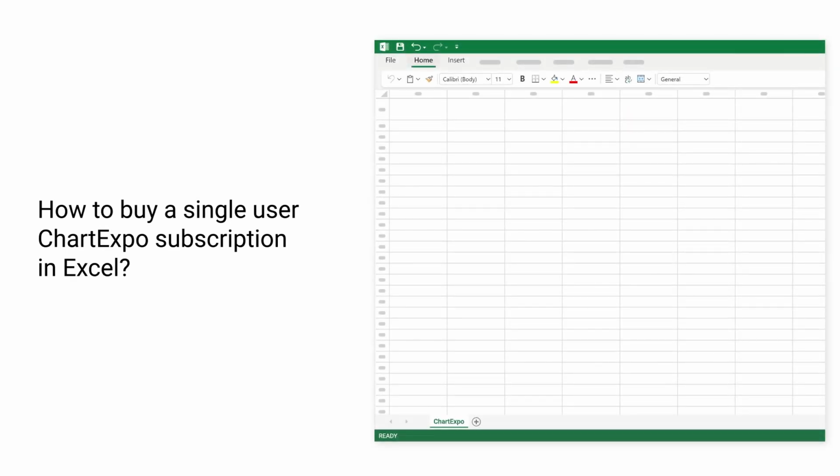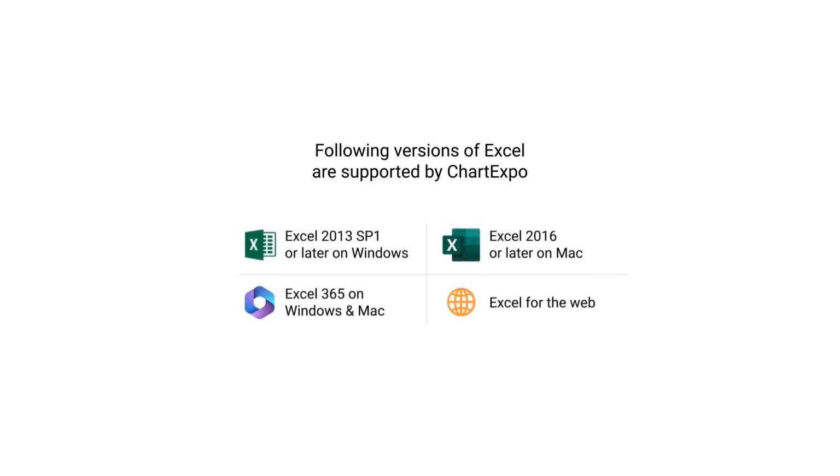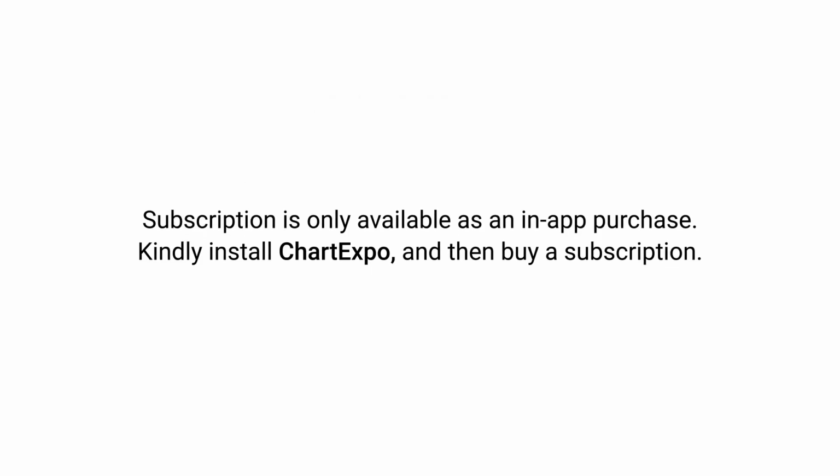How to buy a single-user ChartExpo subscription in Excel. Following versions of Excel are supported by ChartExpo. Subscription is only available as an in-app purchase. Kindly install ChartExpo, and then buy a subscription. Install ChartExpo in 4 steps.